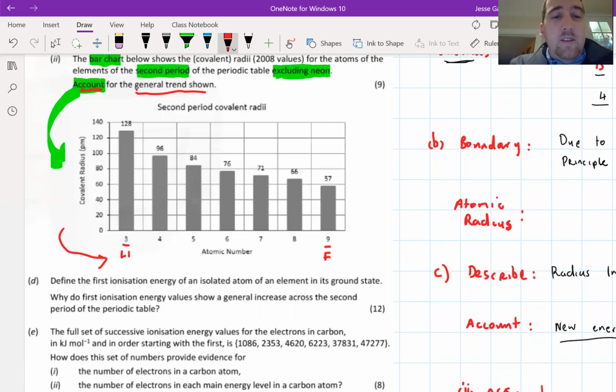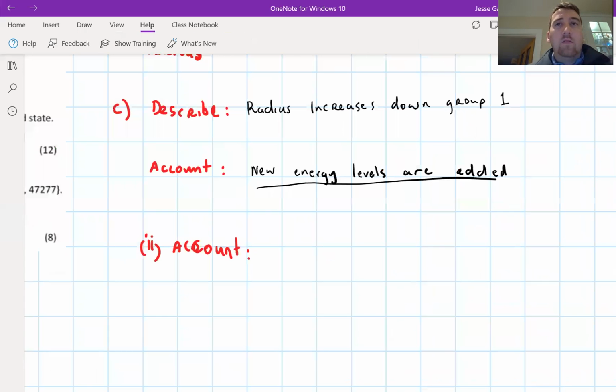Now, to be honest with you, this here is all fluffy information because I already know from class what happens to atomic radius. But if I forgot what happens to atomic radius, I can look here. The radius, what's happening? It's getting smaller. So this shows a general decrease. It's going down essentially. So what exactly is happening? Account for the general trend shown. So talk about what's happening. What happens to the radius and why? Let's write that down now.